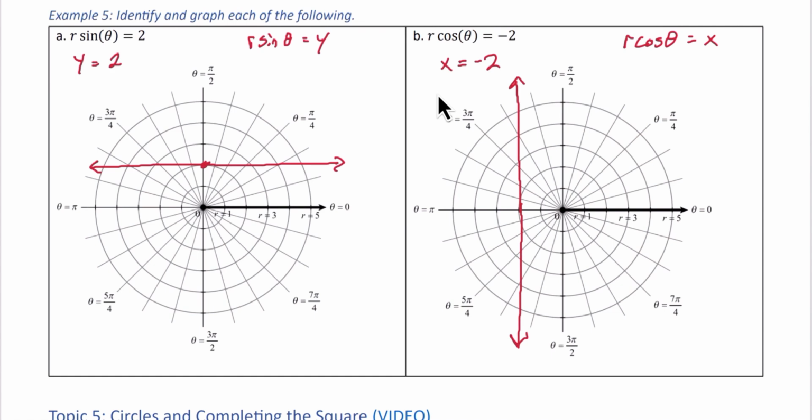So again, converting these two into their equivalent rectangular form is a little bit easier to see and graph as compared to looking at their polar form.